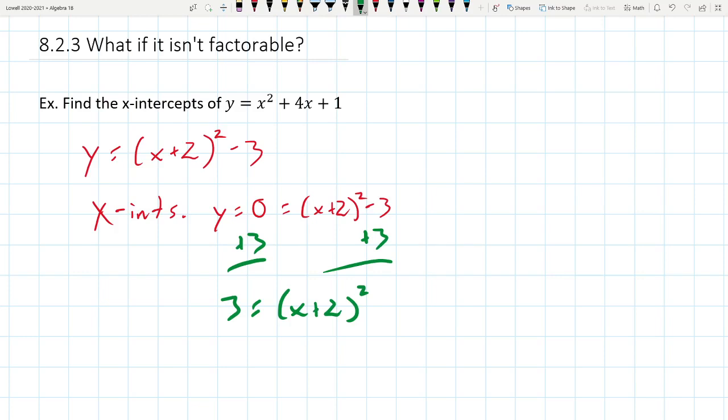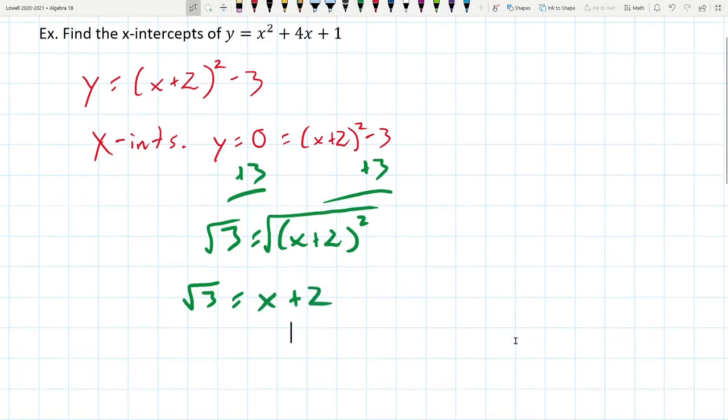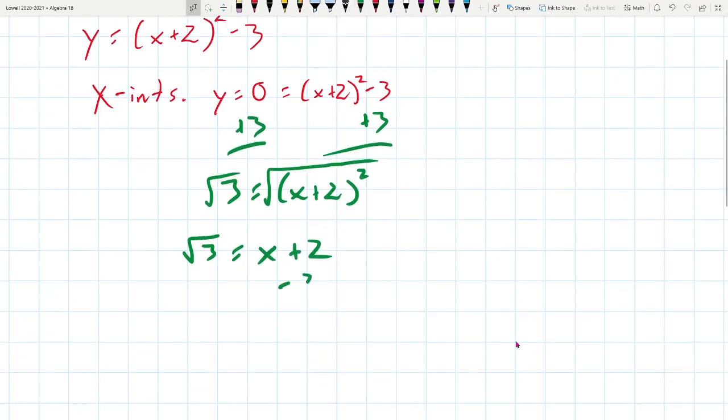And so yeah, you're going to end up taking the square root of 3, which is not a pretty number, but hey, it happens. This could have happened when we were talking about linear functions as well, where your slope might be the square root of 7. It's a weird number, but hey, it's a number. And so when we take the square root of both sides, we'll end up with the square root of 3 is equal to x plus 2. And we can solve this by just subtracting 2 from both sides.